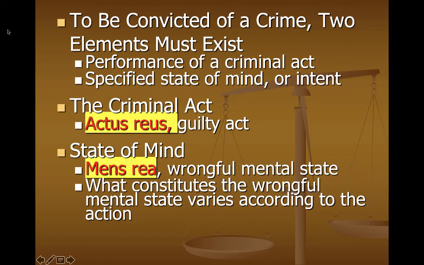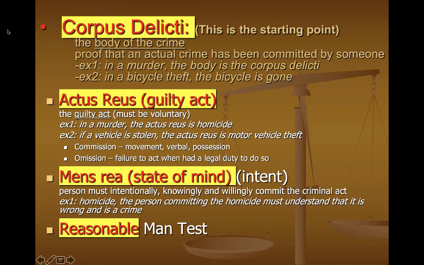All right, so to be convicted of a crime, two elements must exist. And again, you're going to see these on the quiz. First is the criminal act, which we call the actus reus. So that's the guilty act. You also have to have a state of mind, which is the mens rea. So that's the wrongful mental state. What constitutes the wrongful mental state varies according to the action. So this is an important slide to understand as well. Sometimes I will have students in class read through this a couple times because, again, you're going to see this on a quiz, and I want to make sure you really understand this.